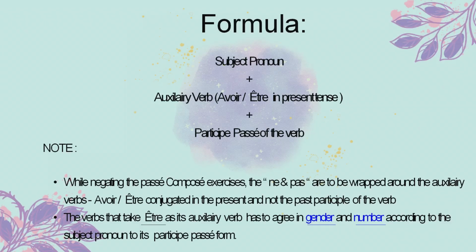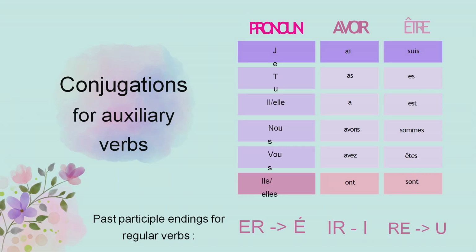We form the passé composé with the formula: subject pronoun, plus auxiliary verb avoir or être in the present tense, plus participe passé of the verb. So we will go through each one. What is the subject pronoun? Je, tu, il, elle, nous, vous, ils, elles.